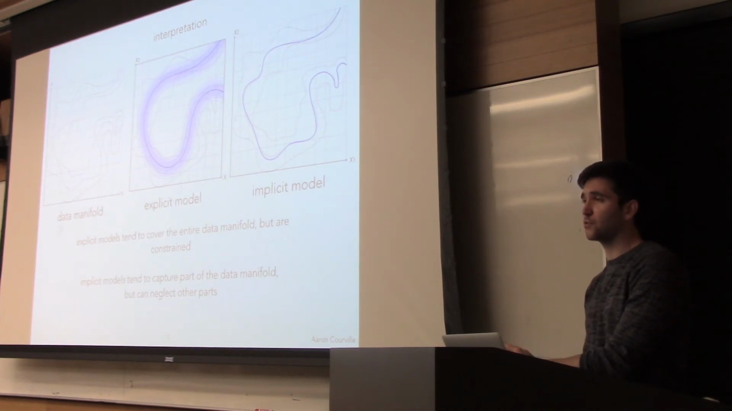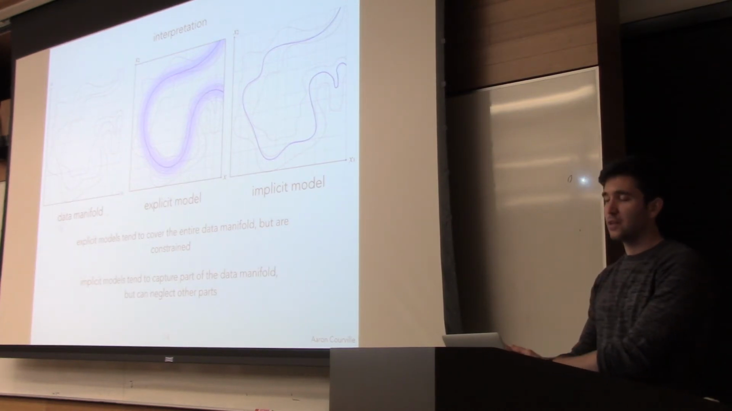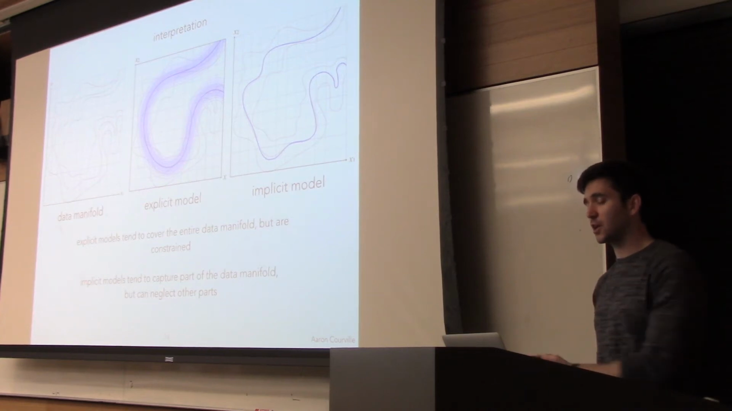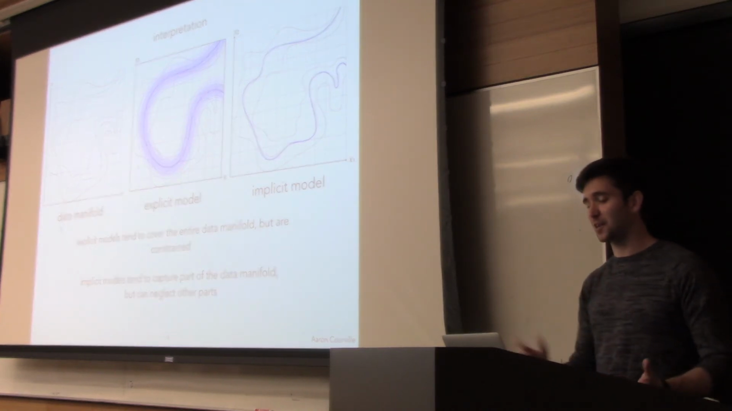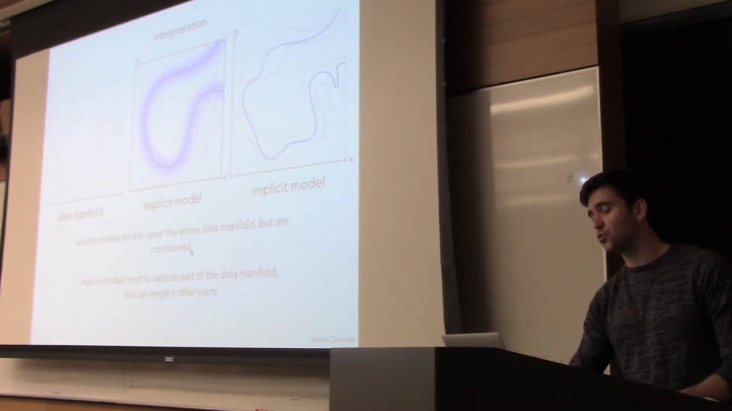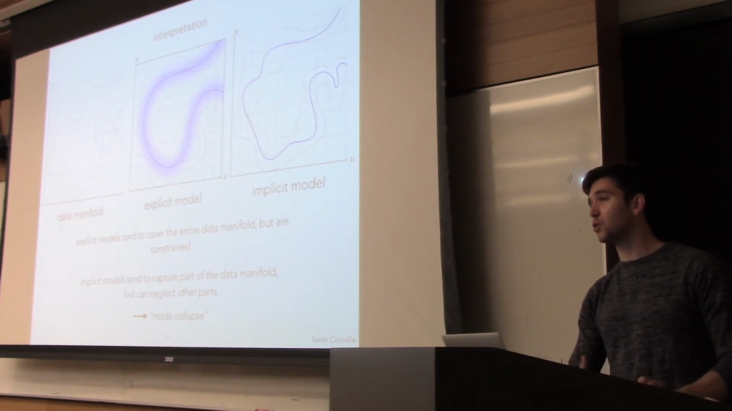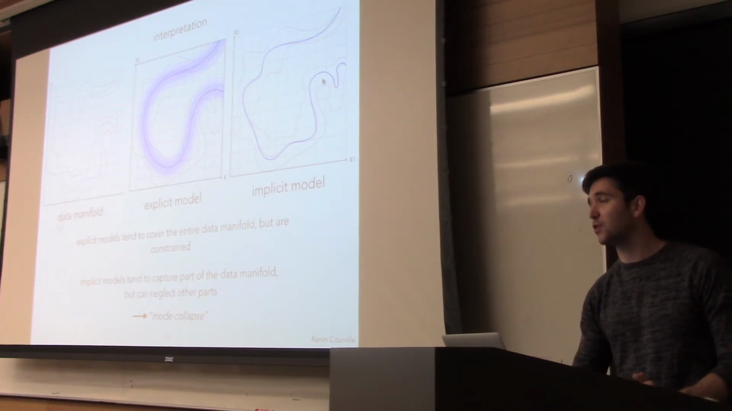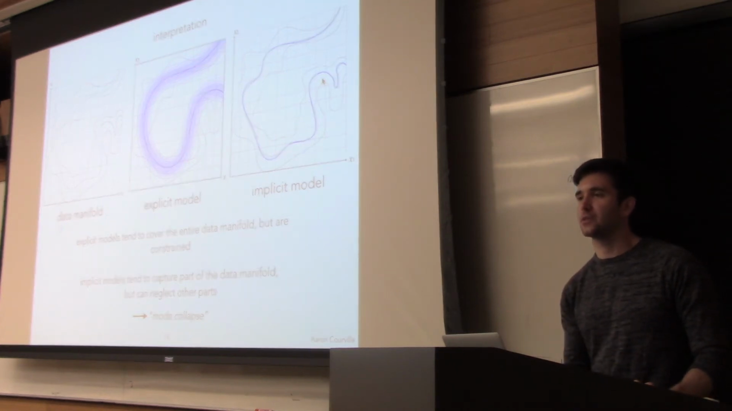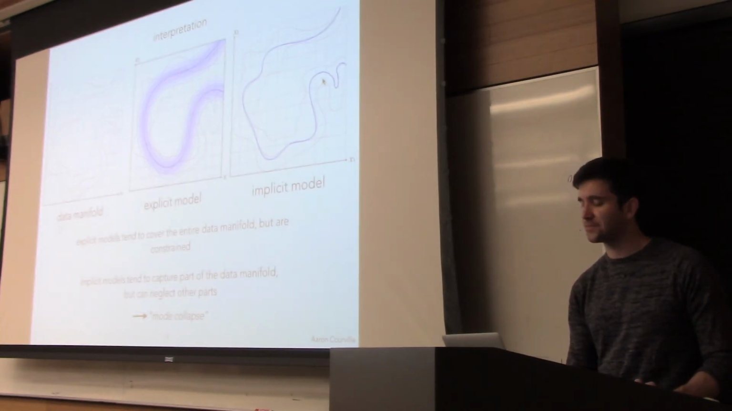They're able to capture the data manifold much better. However, they might miss out on regions of the data manifold because they're not explicitly encouraged to model, for instance, the entire data manifold. What you end up with is this thing called mode collapse, where maybe the model is modeling one part of the data manifold very well, but it might not, for instance, get the entire thing.